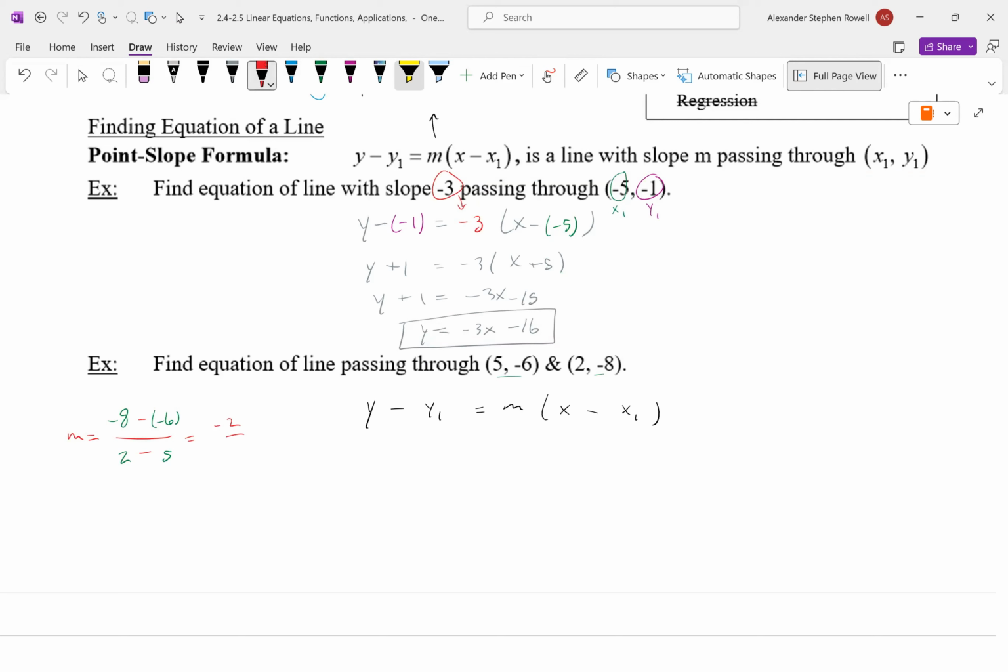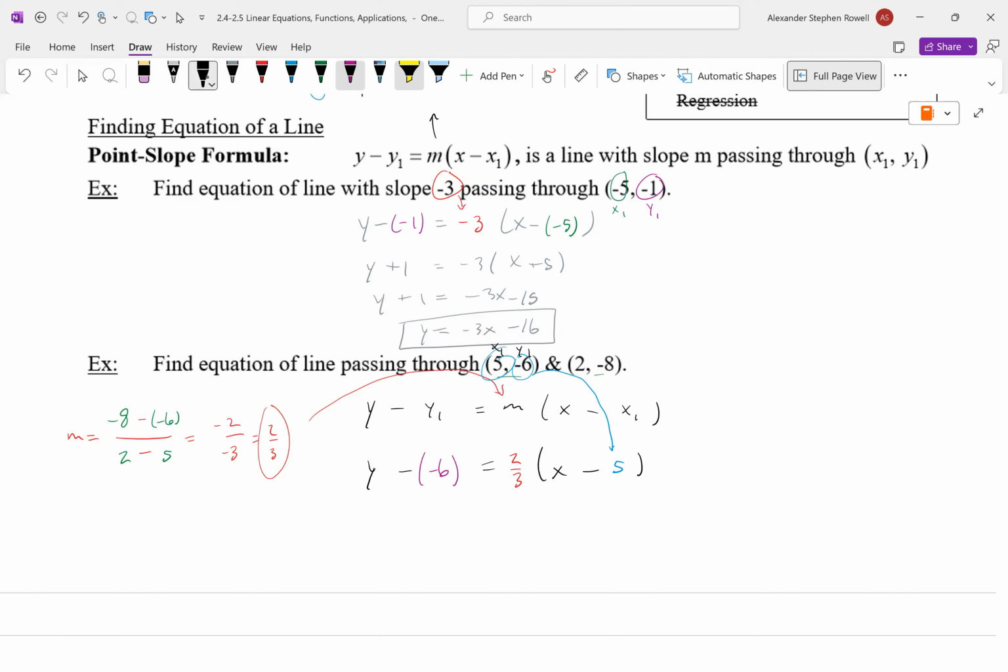-8 plus 6 is -2. 2 minus 5 is -3. We have a slope of 2/3 to plug in for m. What point do I use for y1? -6? Yeah, and we could use either point. And since you said -6, I'm going to use it. Y minus -6 is equal to 2/3 times x minus what? And since I use -6, I must use the corresponding 5. Has to correspond to the same ordered pair, x1, y1.